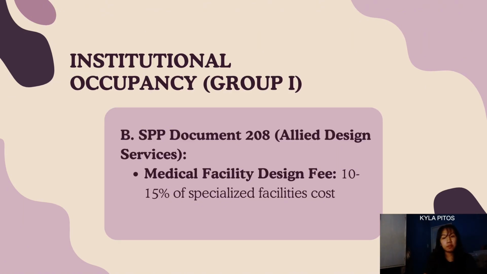As for SPP document 208, which is again the Allied Design Services, it includes 10 to 15% of specialized facilities cost towards its medical facility design fee. This applies to the design of specialized areas such as laboratories, operating rooms, and intensive care units, which require very detailed planning and the integration of medical equipment.